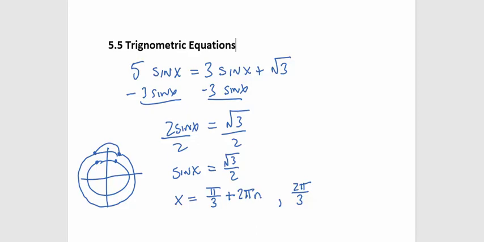So every time that I go around the trig circle here, I'm going to keep hitting these locations. Same thing for the 2 pi over 3. I want to say, all right, plus 2 pi n, because every time I go around the circle, I'm going to hit that 2 pi over 3 as well.